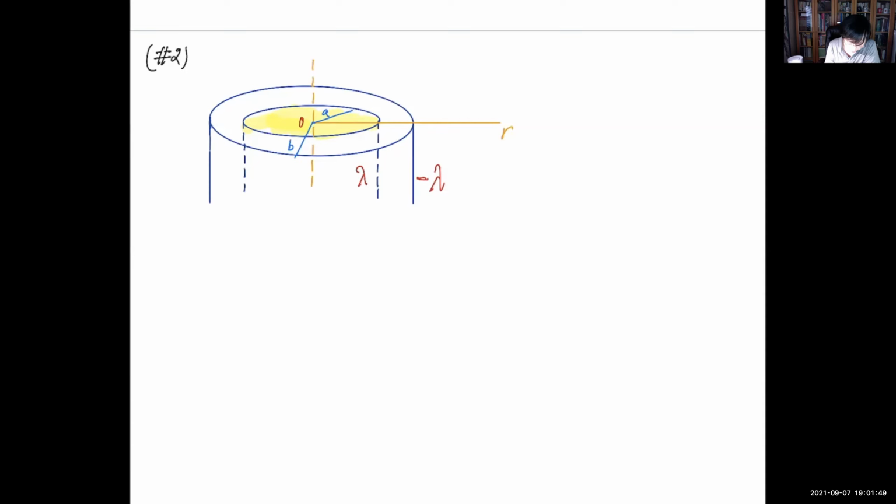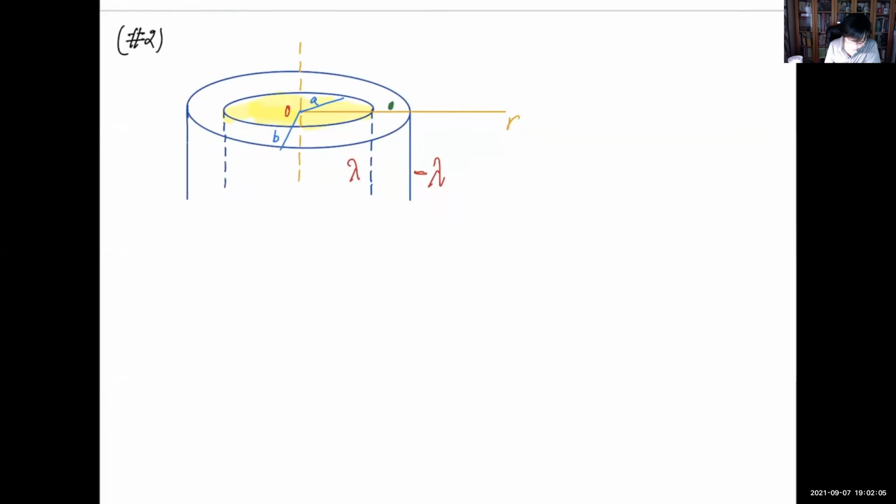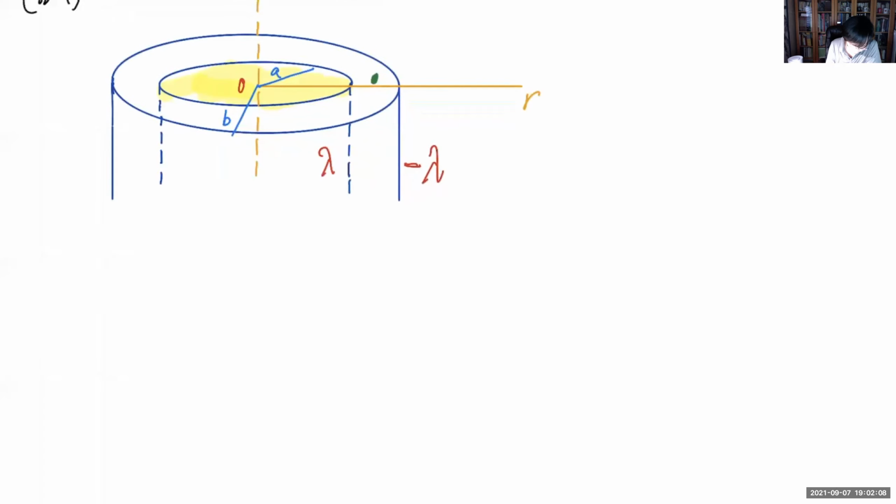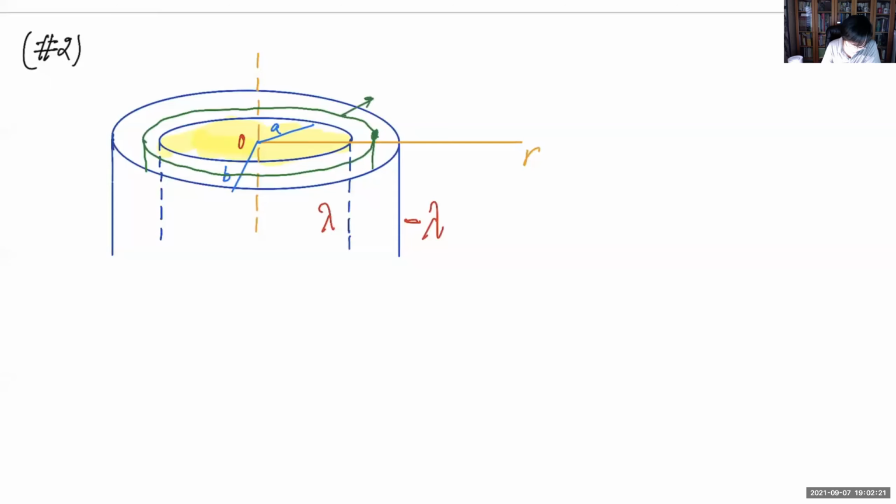For example, if I want to find the electric field at this point right here, how would I do that? Well, I would draw a Gaussian cylinder which passes through this point. It's a cylinder like this. Anywhere on that cylinder, the electric field is radially outwards, assuming lambda is positive, and it has the same magnitude everywhere on that surface.